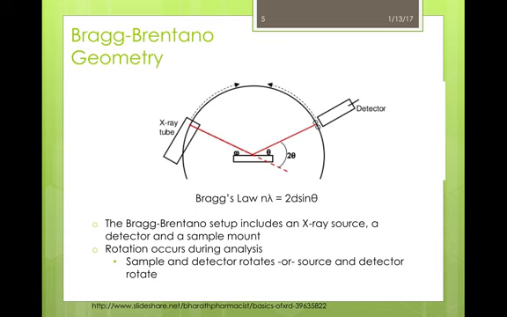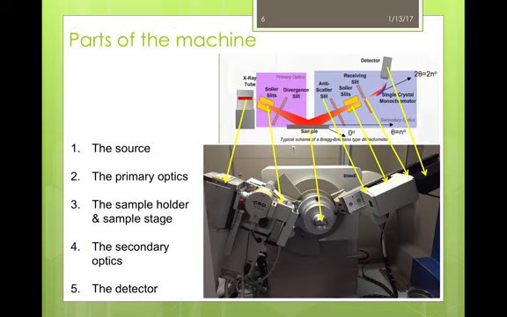Taking a little bit of a closer look, here are some more parts of the machine that you'll need to know. One is the X-ray tube, or the source. Just to the right of that are the solar slits and divergence slits, which make up the primary optics. In the very center is the sample holder and sample stage. Then to the right of that, highlighted in blue at the top, is all of the secondary optics. And then lastly, to the farthest left, is the detector.